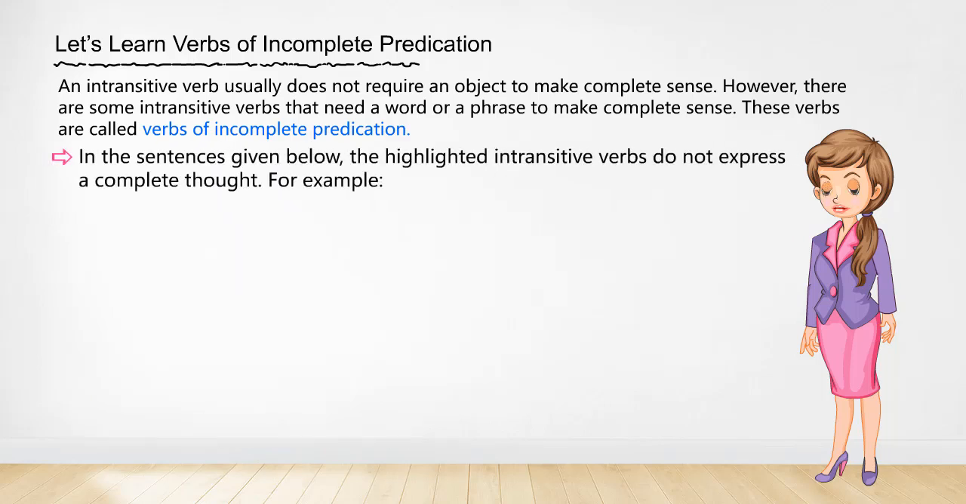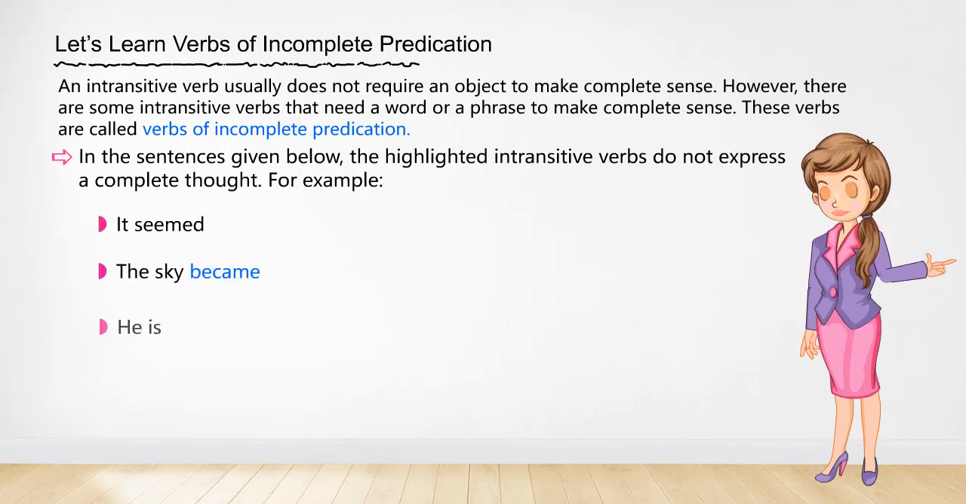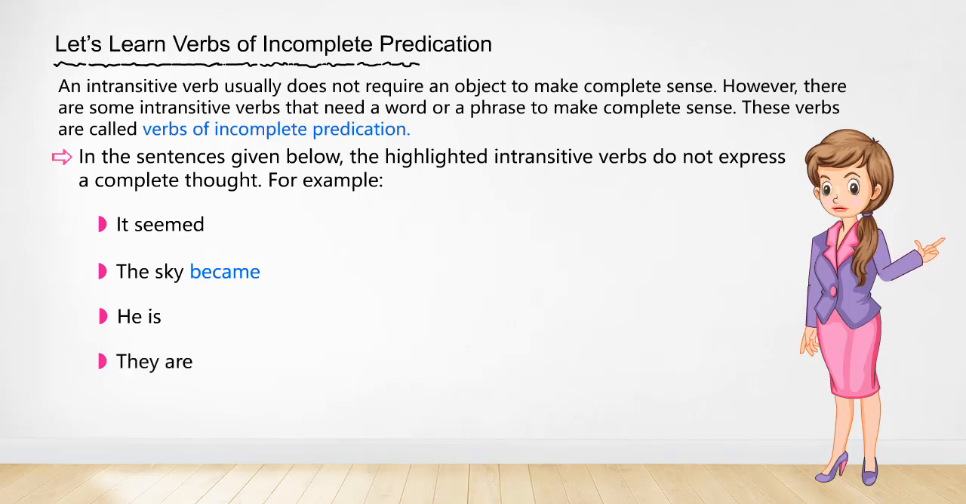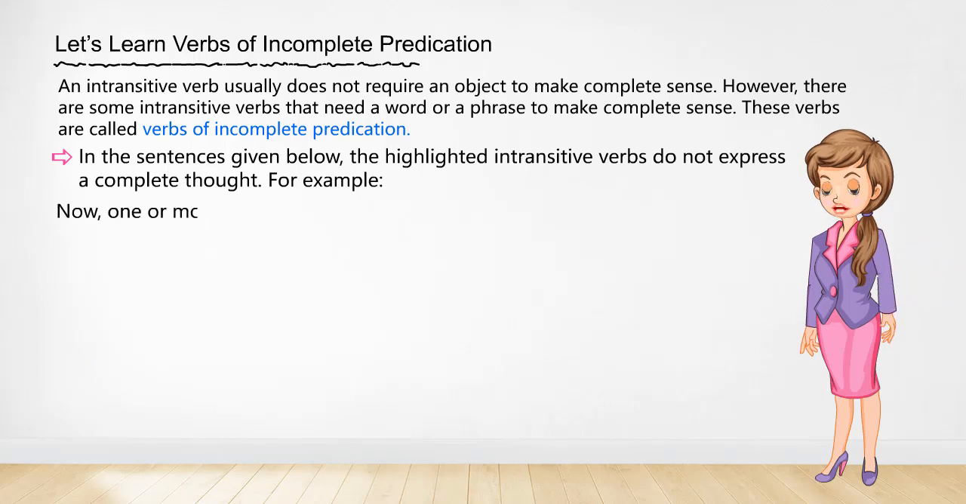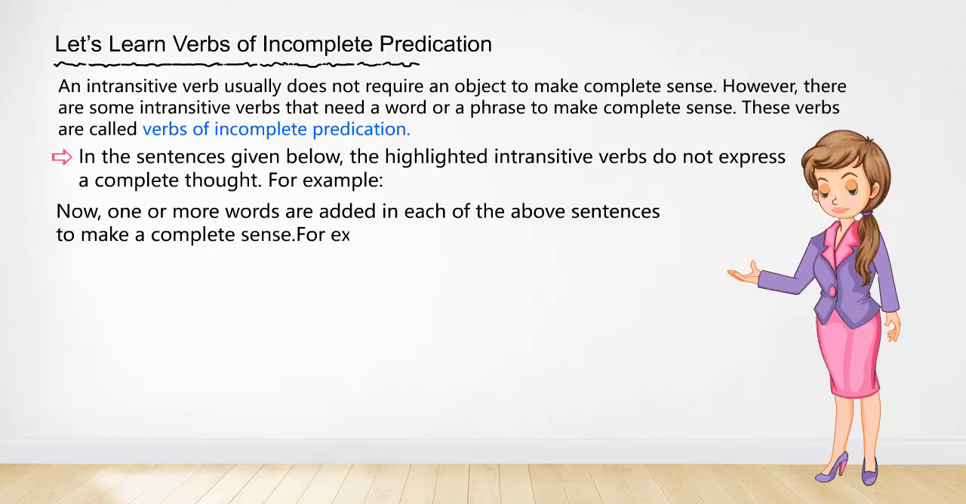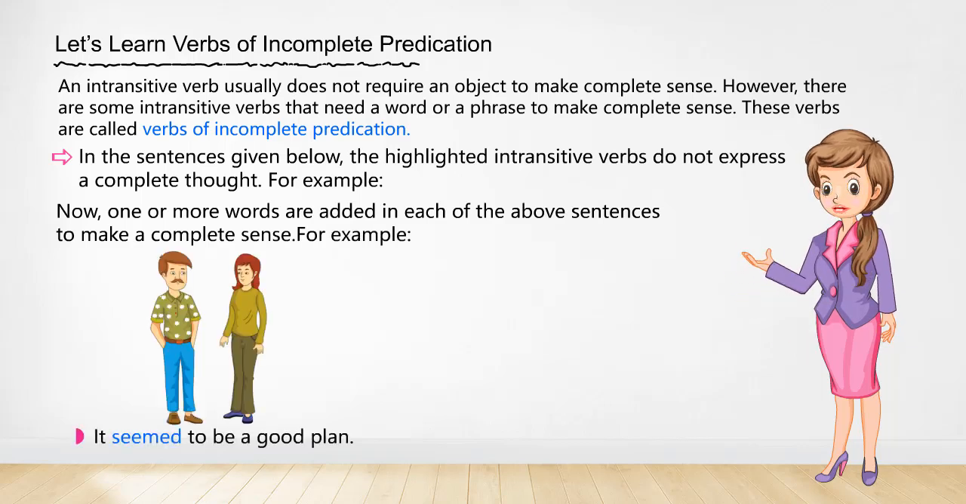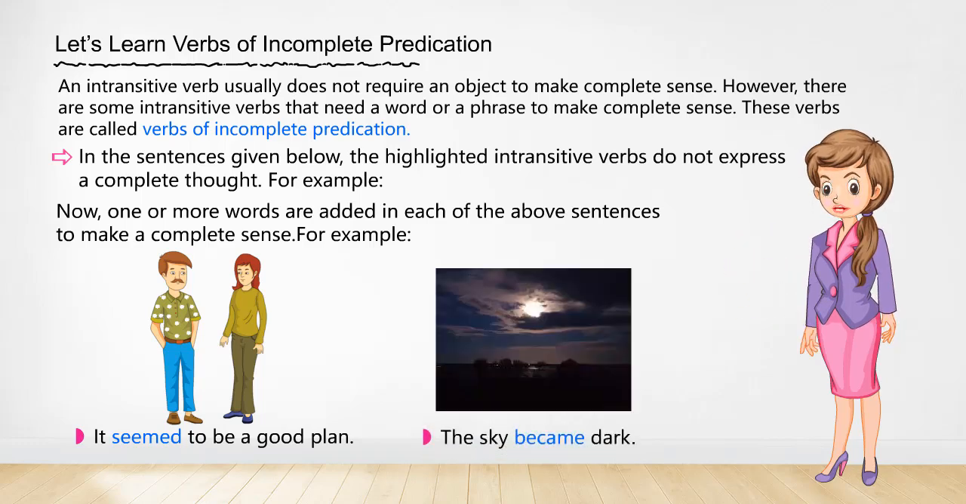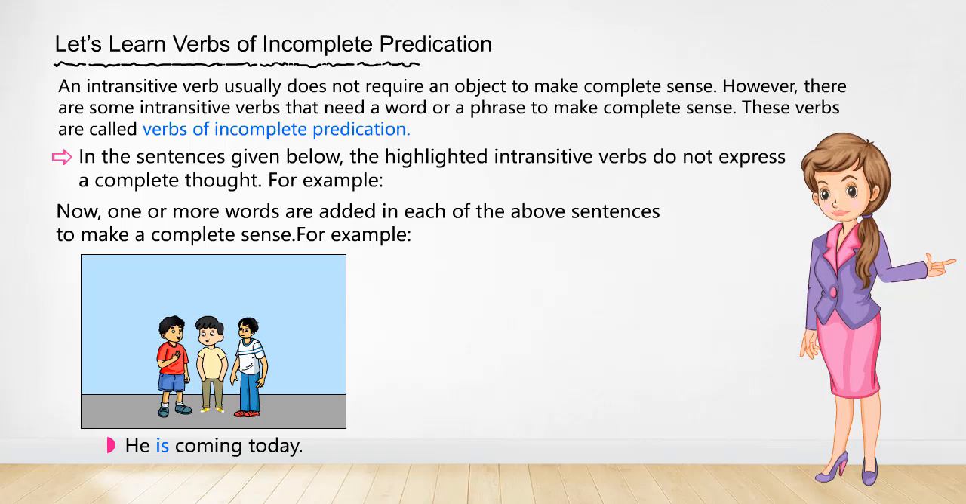In the sentences given below, the highlighted intransitive verbs do not express a complete thought. For example: it seemed, the sky became, he is, they are. Now, one or more words are added in each of the above sentences to make complete sense. For example: it seemed to be a good plan. The sky became dark. He is coming today.